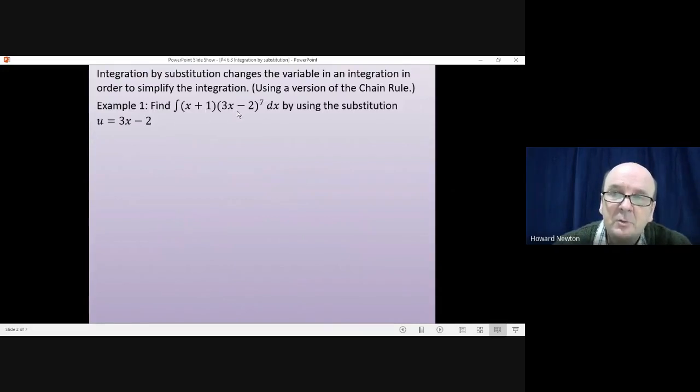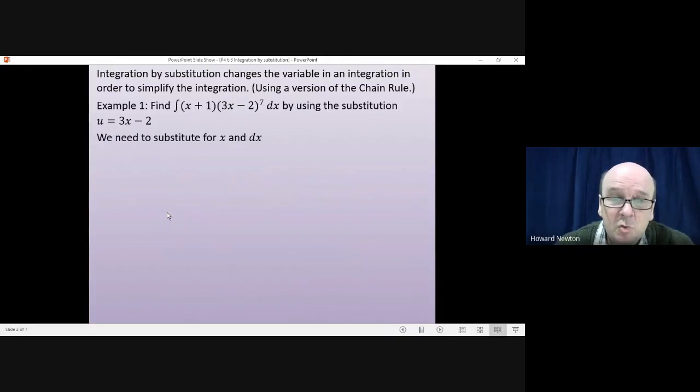So we've got an integral which would be tricky to do by normal means, but what we're going to do is we'll carry out this integration using the substitution u equals 3x minus 2. And the reason why they've chosen u equals 3x minus 2 is because of this bracket. Changing 3x minus 2 to u makes things a lot easier.